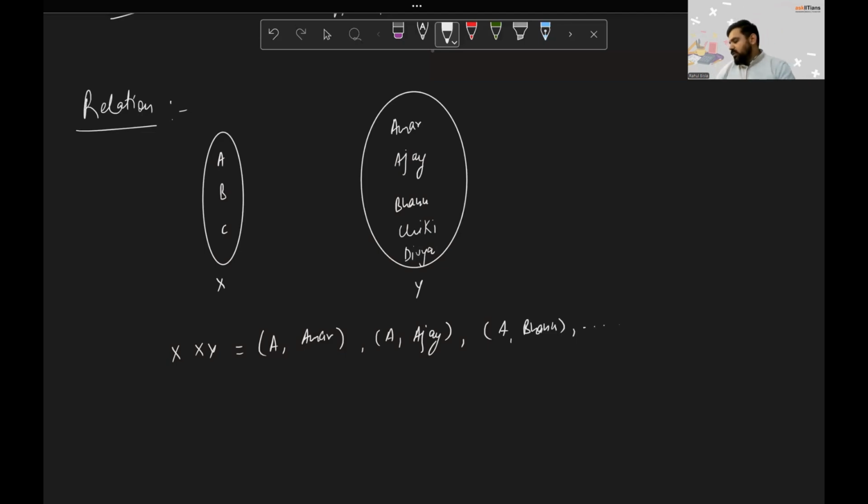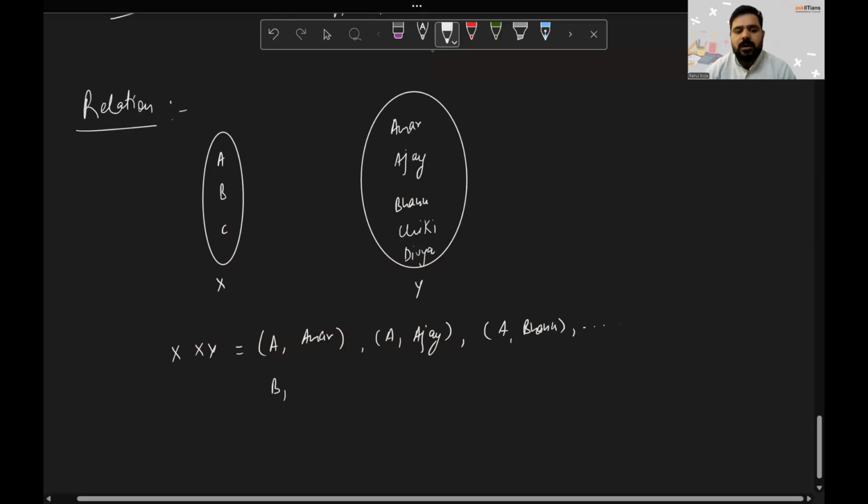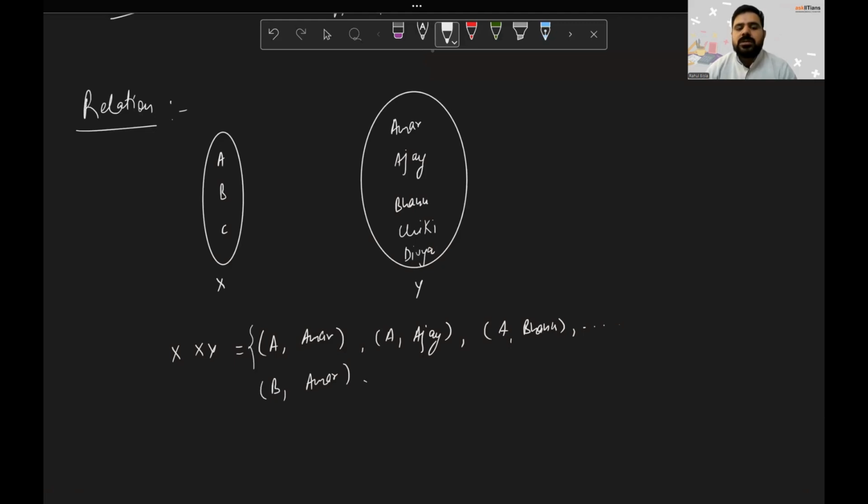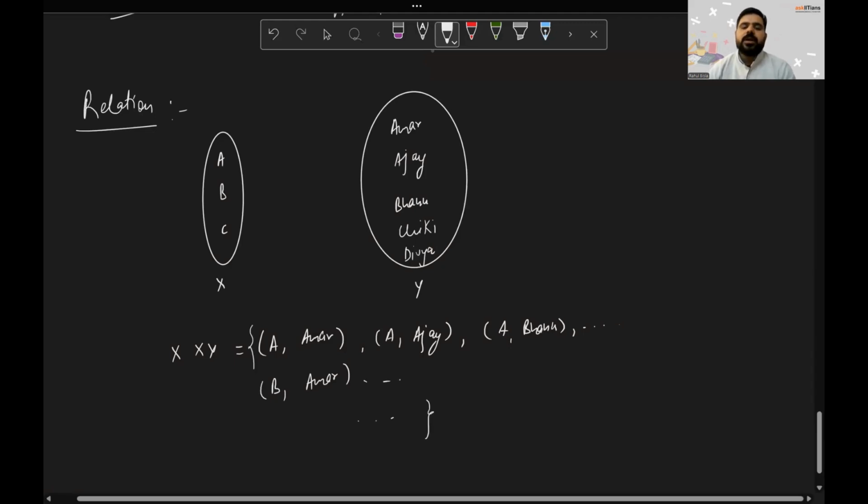So on, dot, dot, dot. Not just this, we'll be having A comma Chiki, A comma Divya. And similarly with B also, we'll be having B comma Amar, B comma Ajay, and like this. So this is the cross product that we'll be having over here, right? So we'll be having cross product defined in this manner.